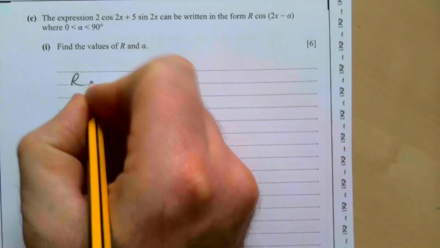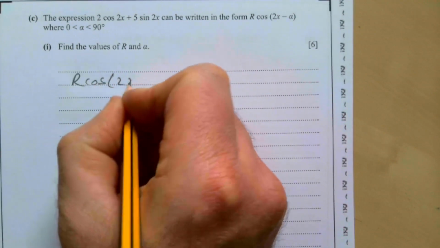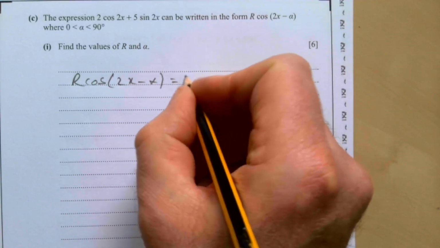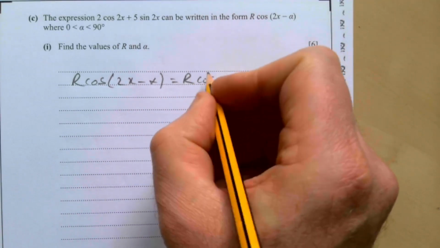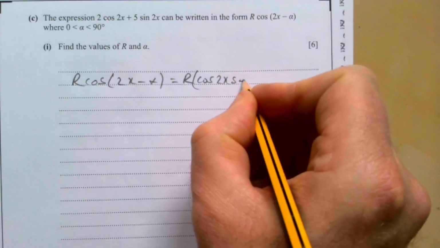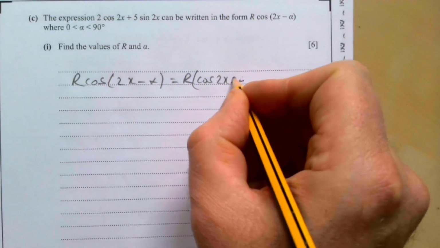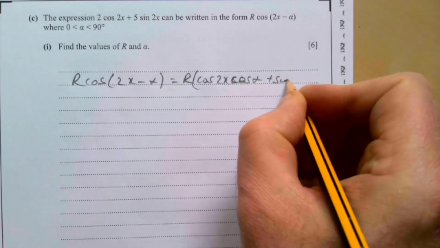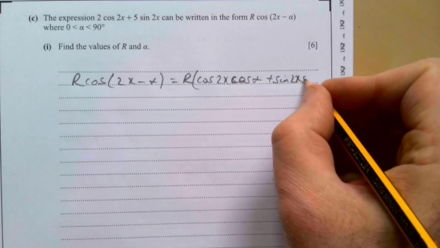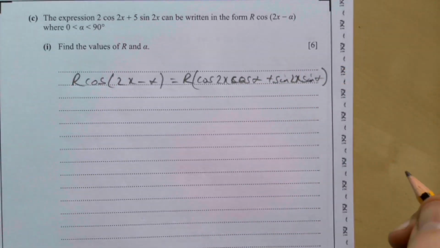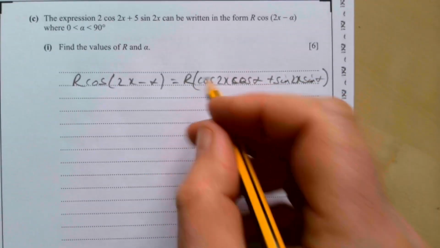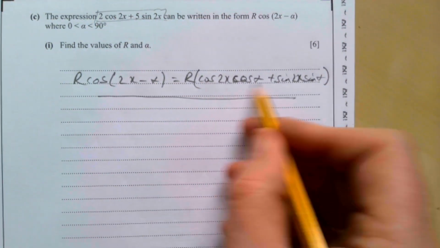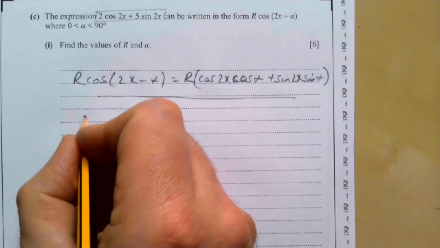So r cos(2x minus alpha), using our compound angle formula, is going to be r cos 2x cos alpha plus sine 2x sine alpha. We can go a couple of different ways from here. We can use a bit of Pythagoras and rewrite this, or we could do a thing with sine, cos and tan. I'm going to go for this method.